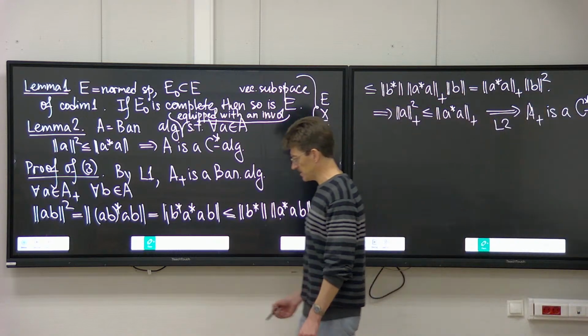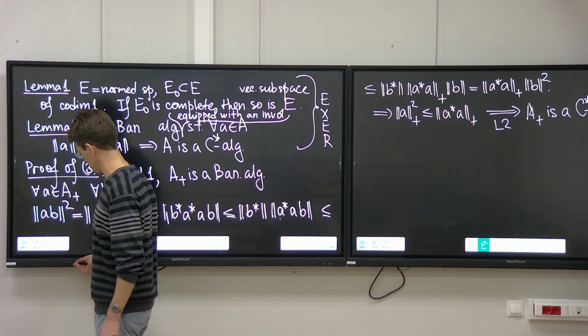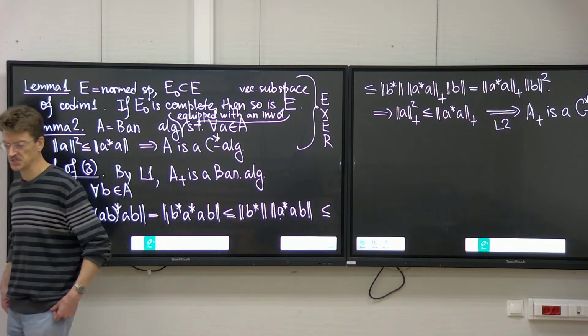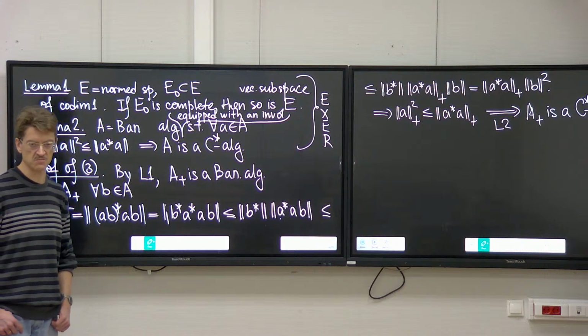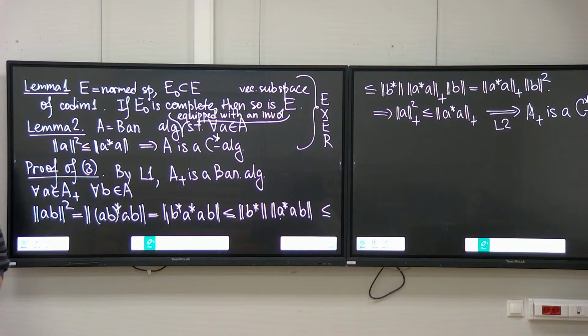Okay, so that's all for today. At the next lecture, we will discuss some important spectral properties of C-star algebras. And we deduce from these properties the Gelfand-Naimark theorem, which states that the Gelfand transform of a commutative C-star algebra is an isometric star isomorphism.